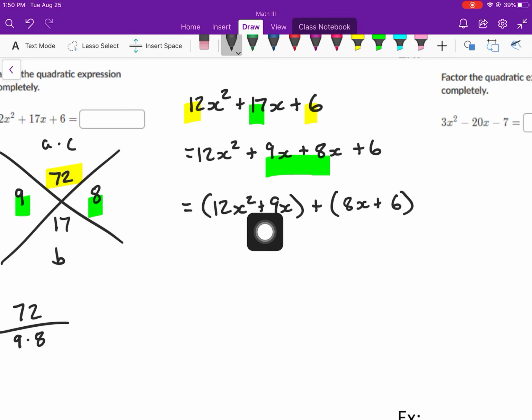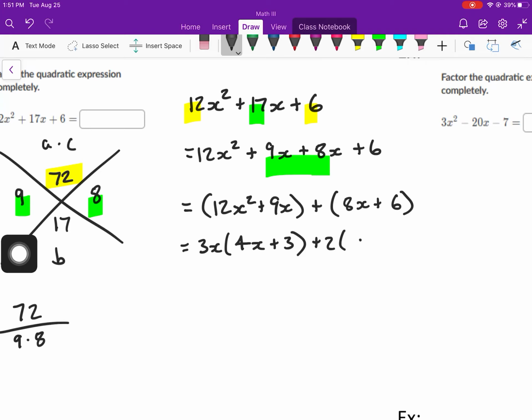So what do these have in common that I can factor out? Well, I can factor out an x and a 3. So I'm going to go ahead and do that. I'm going to factor a 3x out from both of those, leaving me with a 4x plus 3. Then what can I factor from here on the right? Well, they both have a 2 in common, so let's factor out a 2. So I'll have 4x plus 3.